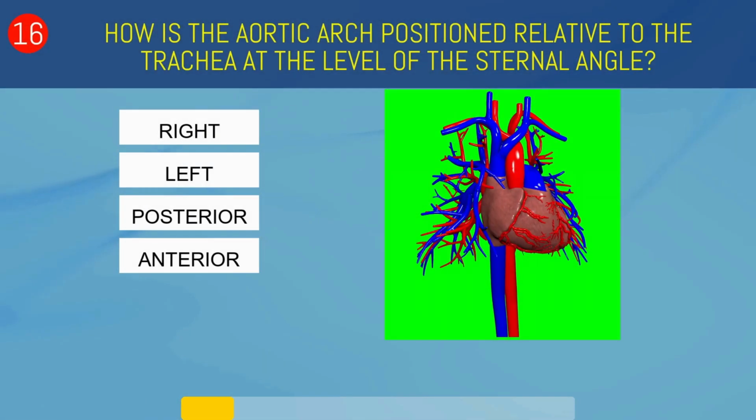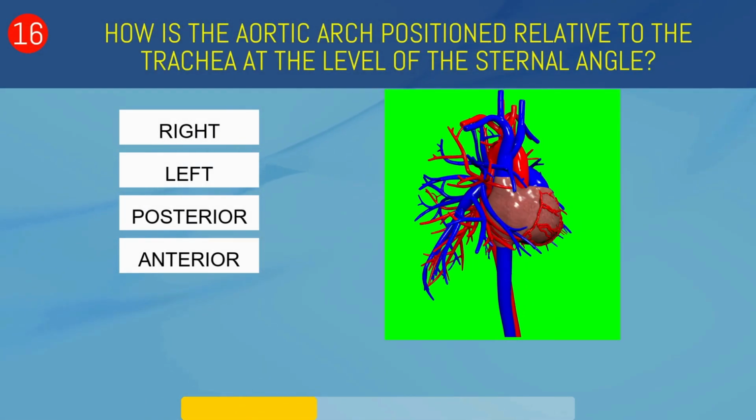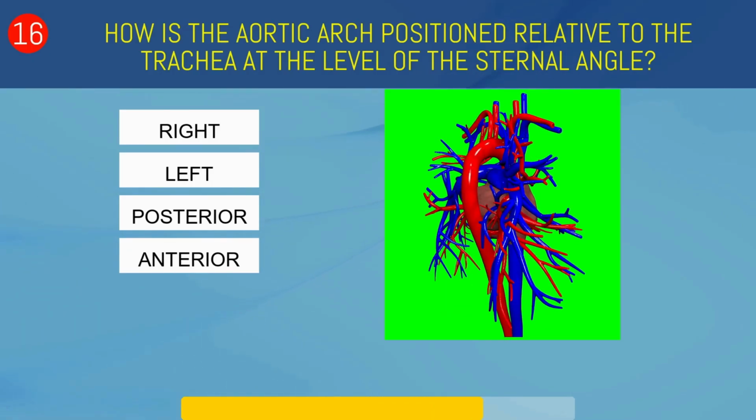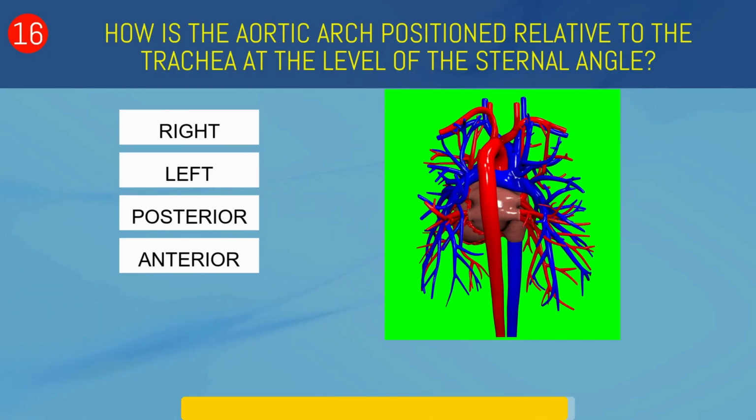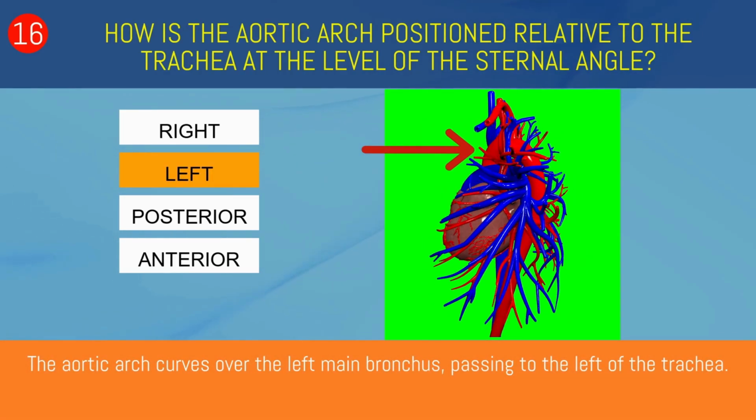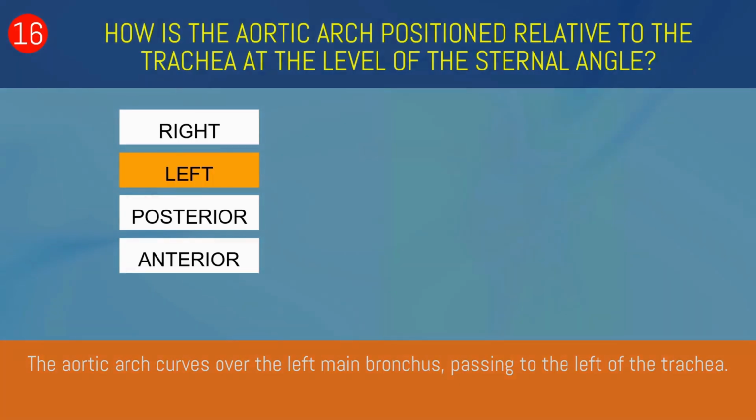How is the aortic arch positioned relative to the trachea at the level of the sternal angle? Right, left, posterior, or anterior? Left. The aortic arch curves over the left main bronchus, passing to the left of the trachea.